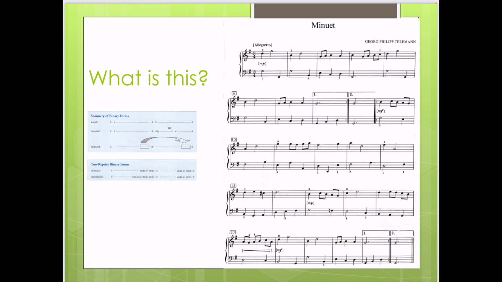Stop the recording right here. Figure it out on your own. And when you've got it figured out, turn the recording back on and go to the next slide.